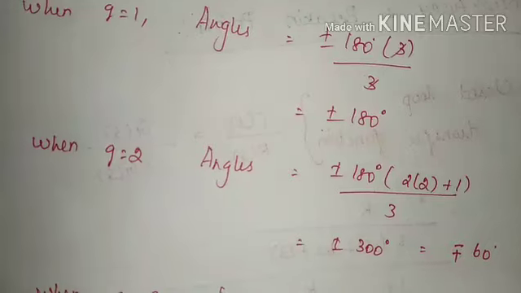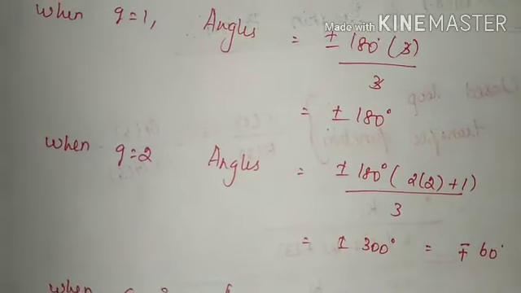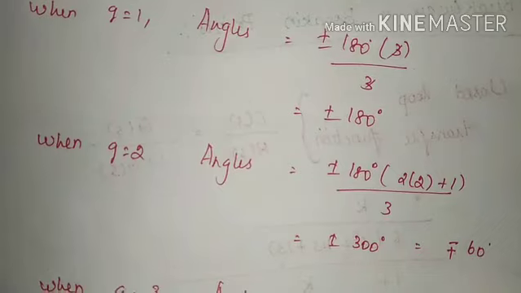So 300 is compared with 360 and written. So it is minus or plus 60 degree.